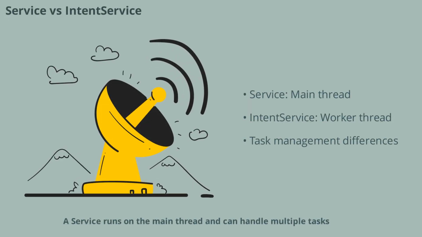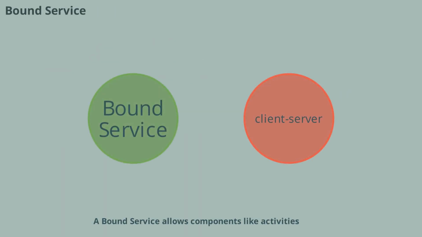A service runs on the main thread and can handle multiple tasks, requiring manual threading. Intent service creates a worker thread to handle intents sequentially, making it ideal for short, discrete background tasks. Service is best for long-running tasks needing interaction, while intent service is suited for tasks like file downloads or data syncing.